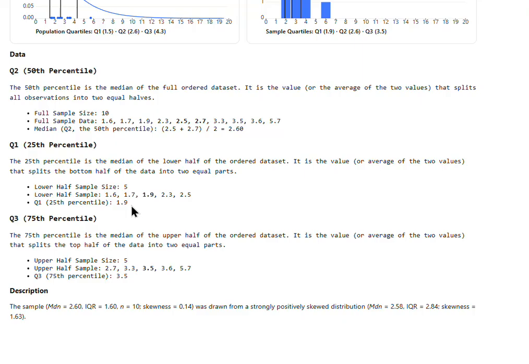So for someone who's writing up this particular sample, they would say: sample median 2.6, IQR equals 1.6, n equals 10, skewness equals 0.14, was drawn from a strongly positive skewed distribution, median 2.58, IQR equals 2.84, skewness equals 1.63. And again, the only thing that we calculated here by hand was the IQR. I guess we also calculated the median, because we saw that was the middle value of the entire data set.